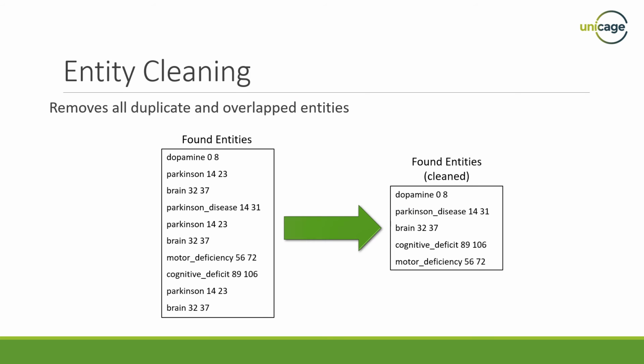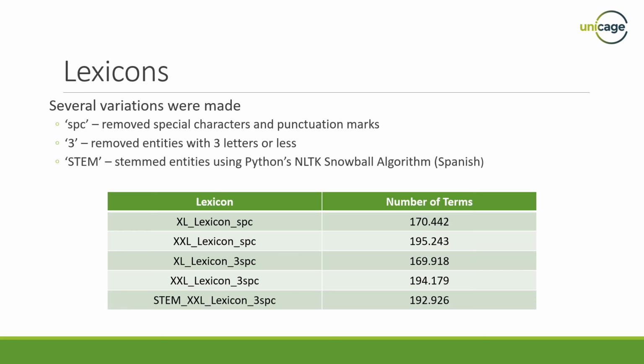The final section is the entity cleaning, which uses a combination of Unicage and Bash commands to remove all duplicate and overlapping entities before saving the results in the format required by the challenge organization.